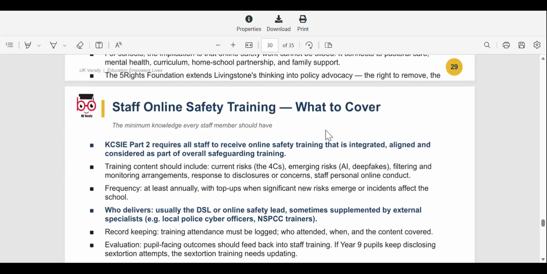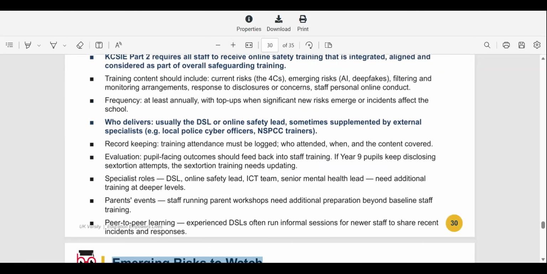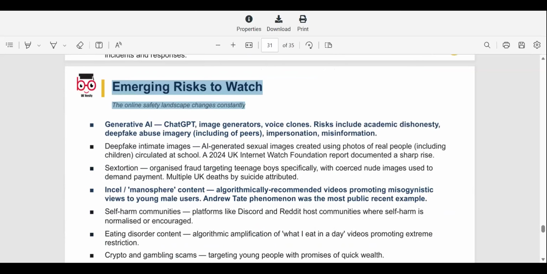Staff online safety training, what to cover. Staff safety needs to be put in place: core cyber security, hygiene, phishing defences, making sure training is put in place, frequency at least when it comes to new risks, who delivers, usually the DSL, record keeping, evaluation, specific roles, and peer-to-peer learning.